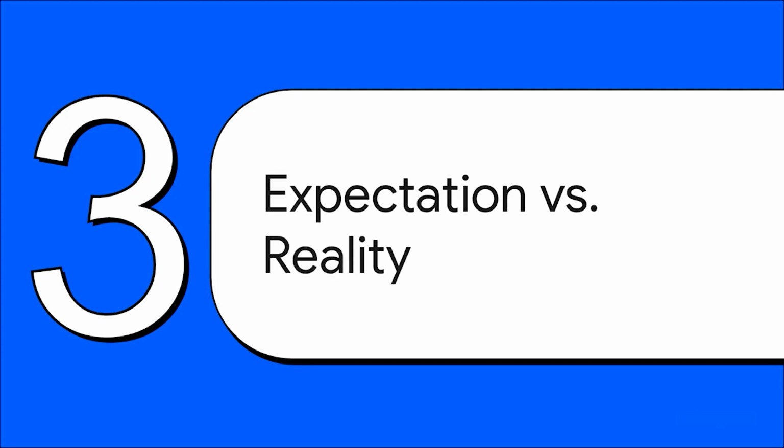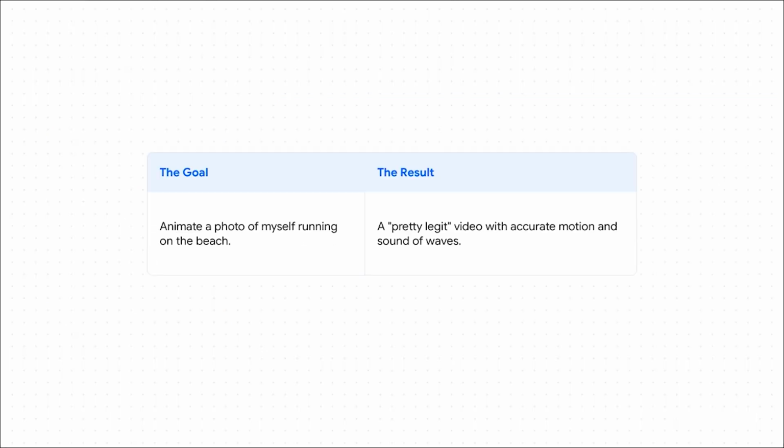All right, so the idea sounds amazing, right? And it's super easy to use. But here's the big question: how well does it actually work? Let's get into the expectation versus the reality. So let's start with the good. When it works, it can be pretty impressive. For example, a reviewer over at Tom's Guide fed it a photo of himself and just said, "Make me run on the beach." And the result was, in his words, pretty legit. The video had accurate motion, the camera even panned with him, and get this, it even added the sound of waves. So yeah, when it's on, it's on.